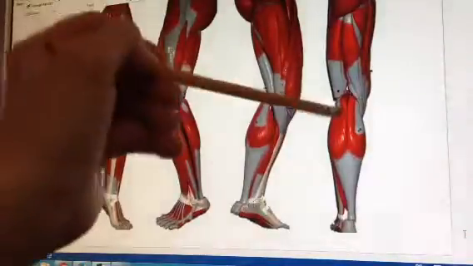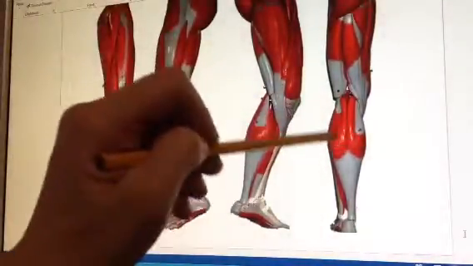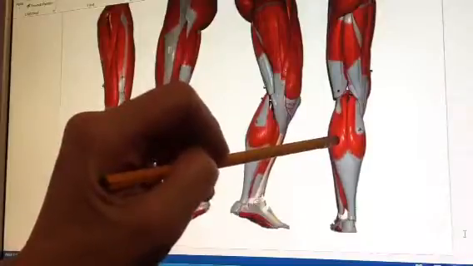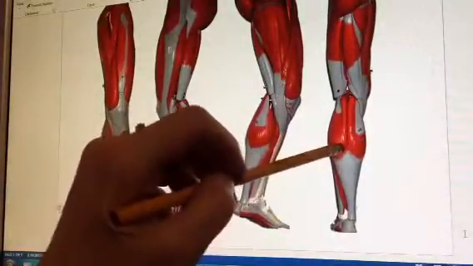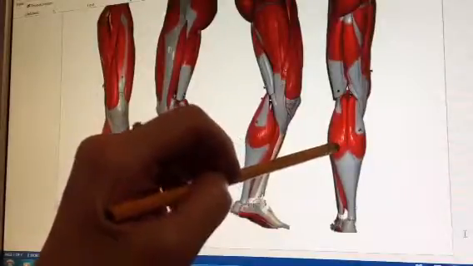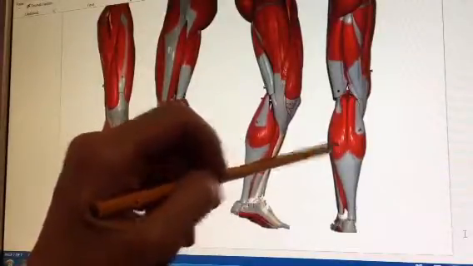Looking at the back side of the lower leg, then, we have the calf muscle, which is the gastrocnemius. The gastrocnemius is the large calf muscle, and it allows you to point your toe. We call that plantar flexion, when you point your toe.